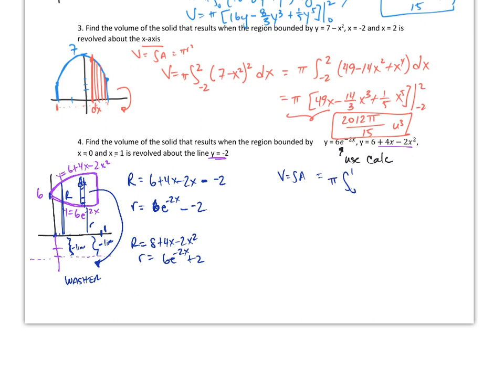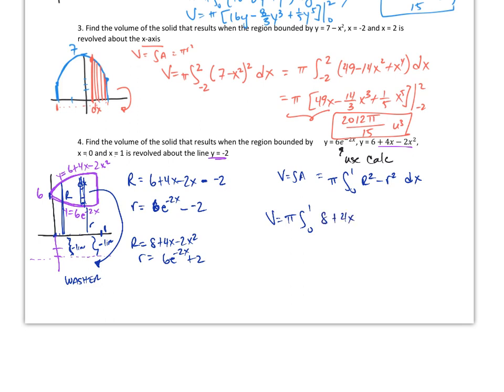We have pi, because we're going around, times the big R squared minus the little r squared, dx, because our slices are perpendicular to the axis of rotation. So the volume is going to be 0 to 1, pi times the integral from 0 to 1. And let's go ahead and put these equations in.